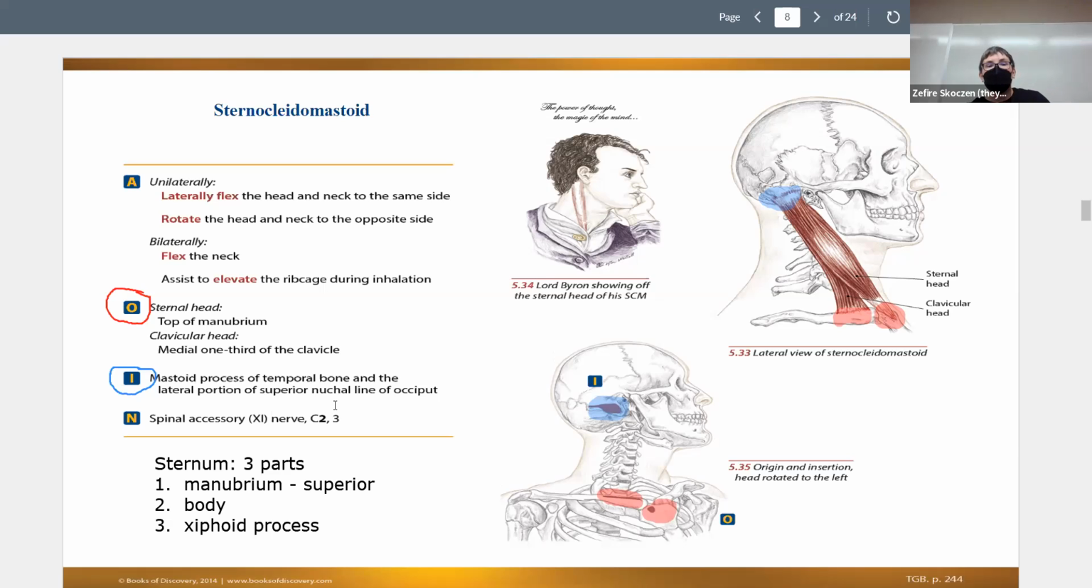All right, so we got the O and the I. So actions. Unilaterally, of course, means if we act one side at a time. So let's say our right sternocleidomastoid fires, we can laterally flex the head and neck to the same side, so ear to shoulder. We can rotate the head and neck to the opposite side. And bilaterally, both sides at the same time, we can flex the head and neck, and we can assist to elevate the rib cage during inhalation.